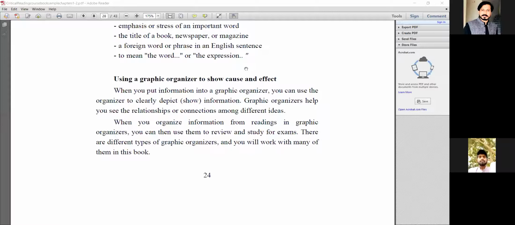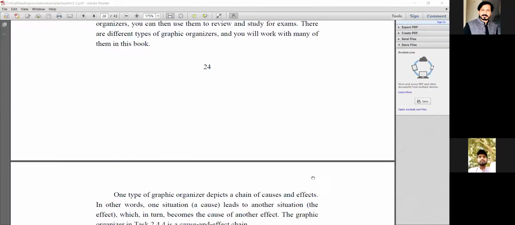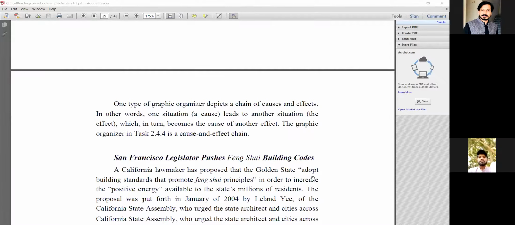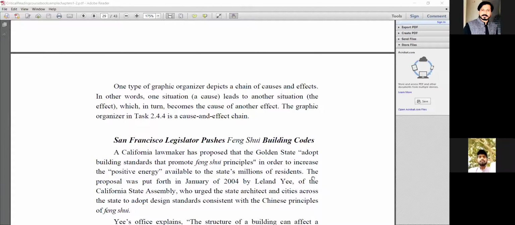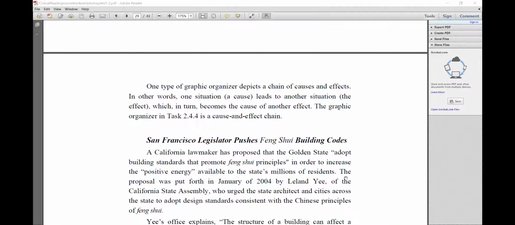So when you organize information from reading in graphic organizers, you can then use them to review and study for exams. There are different types of graphic organizers, and you work with many of them in this book as well. One type of graphic organizer depicts a chain of causes and effects. In other words, one situation leads to another situation, and one is the cause and the other is the effect, which in turn becomes the cause of another effect. As I just told, this is a kind of chain, and it continues building up, right?